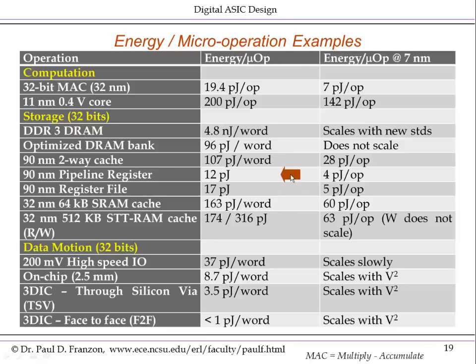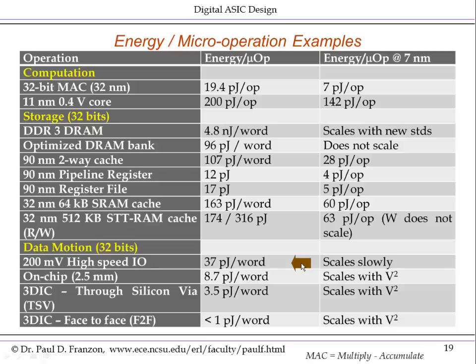Even a pipeline register or a register file is a significant proportion of the multiply accumulate. Here's a scaled figure to normalize it to one node. A pipeline register is a significant proportion of the total in the multiply accumulate. An STT-RAM refers to a new emerging type of memory called a spin torque transfer memory, and this is in here because it's from the original table. Don't worry about it too much for the purposes of this class.